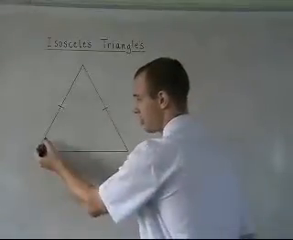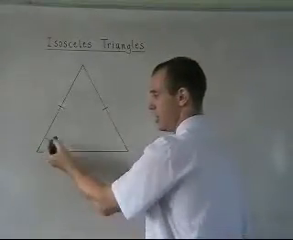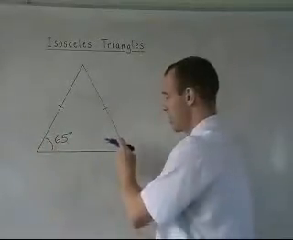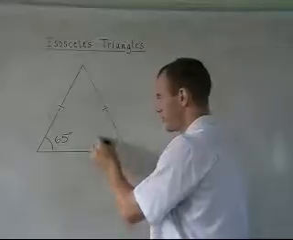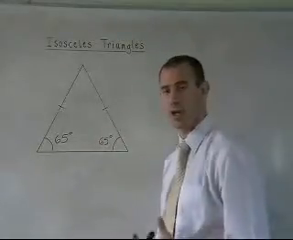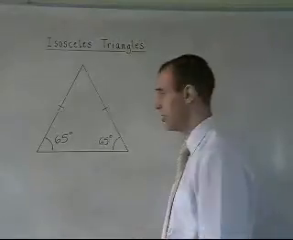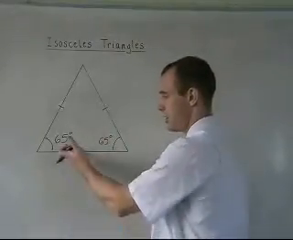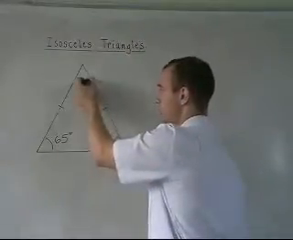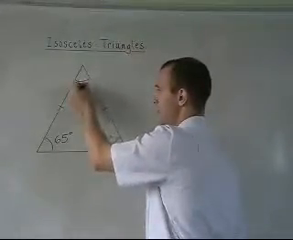So for example, if this angle down here was 65 degrees, then this angle down in the right corner is also 65 degrees. Using the knowledge that the angles in a triangle add up to 180, we can use this and say 65 plus 65 is 130, which means the top angle must be 50 degrees.